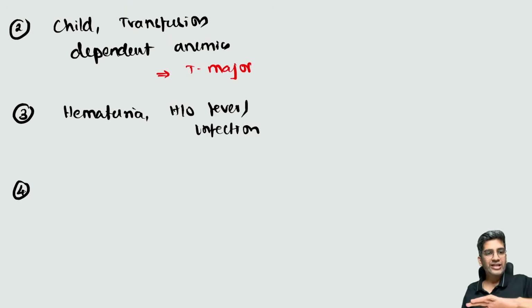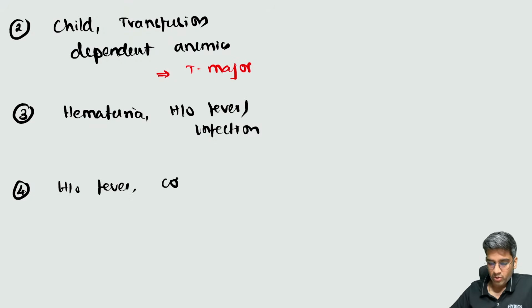Fourth, I'm going a little bit away from hematology, but there's a very likely chance this can come in an exam, right? A patient presenting with a history of fever, cold, clammy skin, and the patient has a reduced urine output. What do you think is the diagnosis?